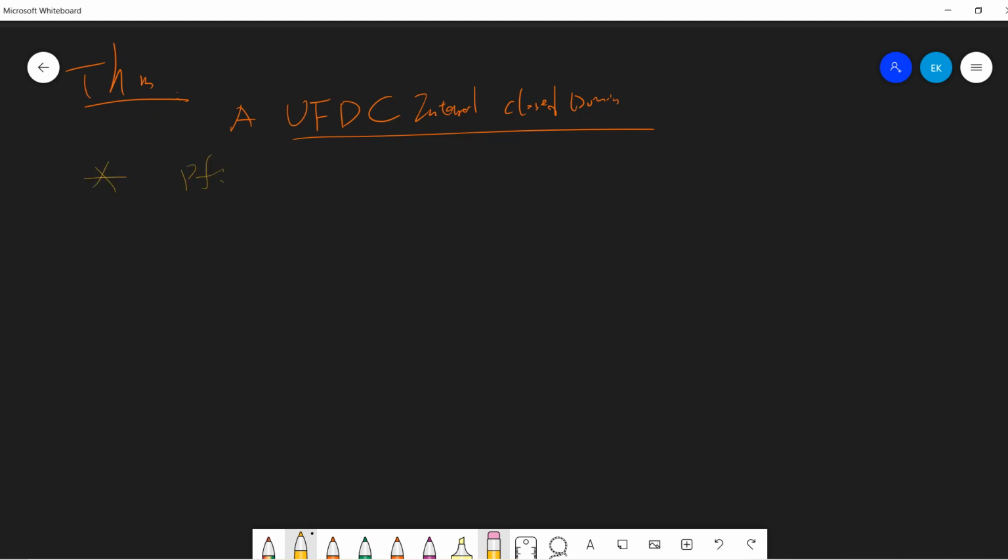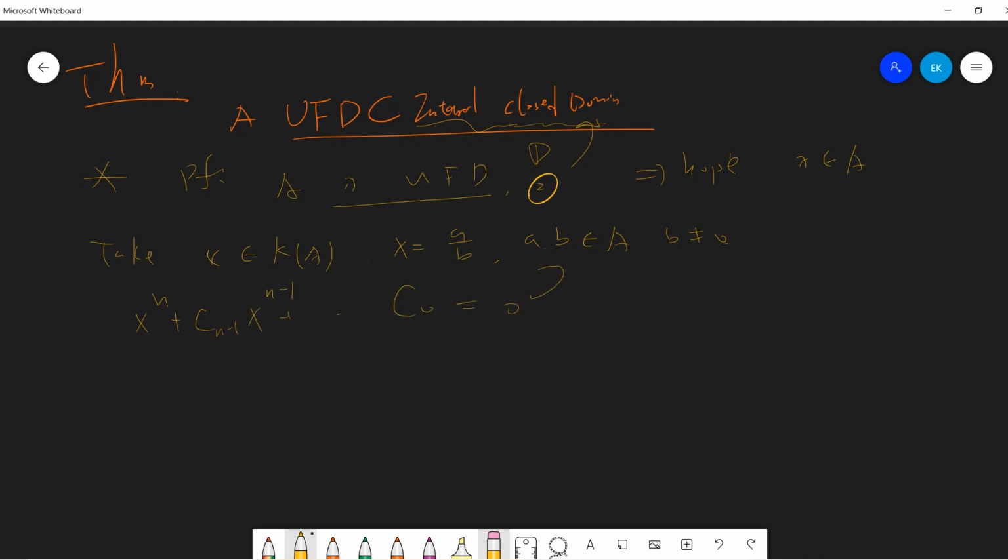The proof is very easy. Let's say A is a UFD, and we assume that x satisfies the two conditions for being integrally closed, and we hopefully prove that x belongs to A. We take x belonging to the fraction field, so x is just a divided by b, where a, b belong to A and b is non-zero. And x satisfies x to the power n plus c_{n-1} x to the n minus 1, up to c_0, equals 0. Putting in a over b, we have a to the n plus c_{n-1} a to the n minus 1 b, up to plus c_0 b to the n, equals 0. So a to the n can be written as minus b times c_{n-1} a to the n minus 1, up to c_0 b to the n minus 1.